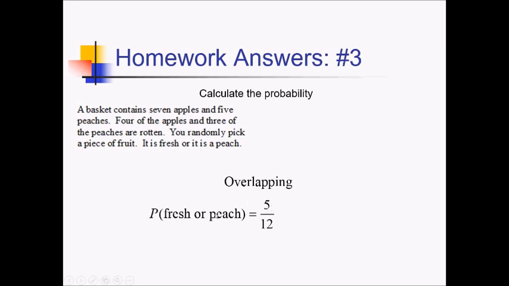And now probability of having a peach. This one's a little bit easier because they spelled it out for us. They said we had 5 peaches, so that's another 5 over 12 that we're going to add in there. And now we have to subtract the things that are both fresh and peaches. Again, if 3 of the peaches are rotten, that means 2 of them are fresh. So that's 2 over 12 we have to subtract. So 5 plus 5 is 10, minus 2 is 8, so that's 8/12ths. And then that can reduce to 2 over 3.